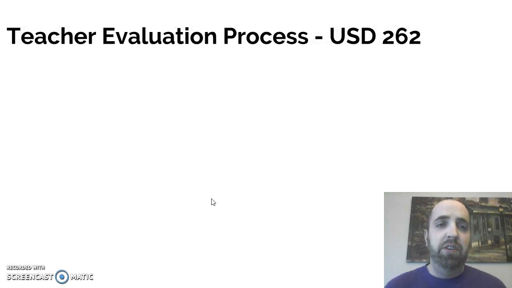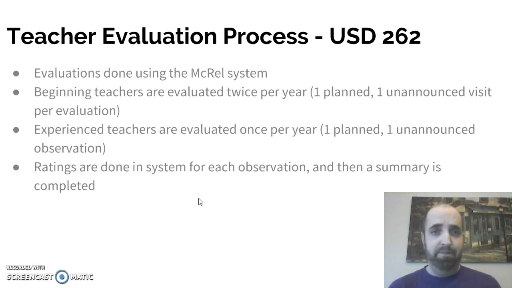So at my school, USD 262, teacher evaluation process, we use the McCrel system. It rates teachers on 5 different categories with a bunch of subcategories for each one. Teachers are evaluated twice per year, and every evaluation involves one planned visit and one unannounced visit where the principal just shows up for a lesson. Each of those visits is a principal staying for the entirety of a class lesson.